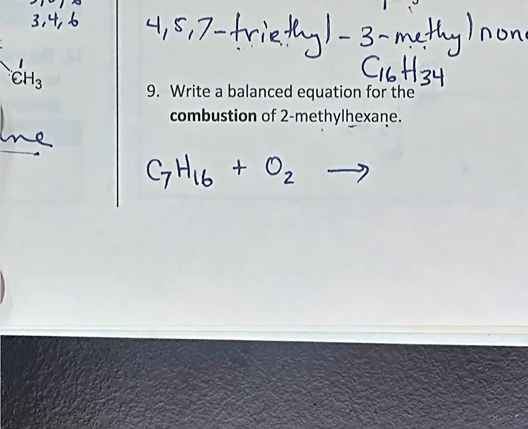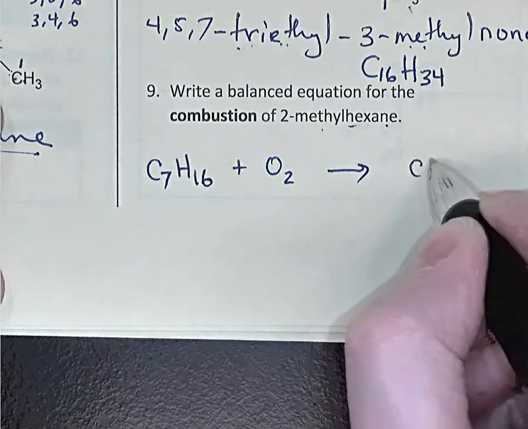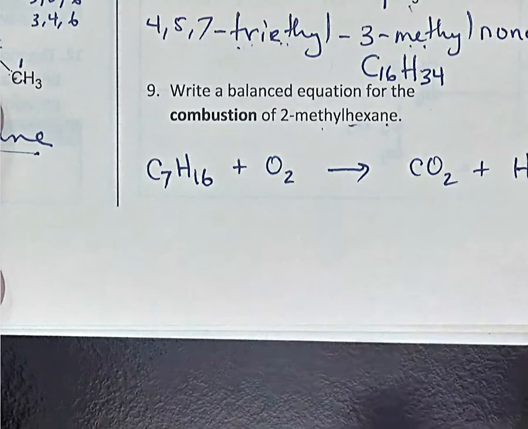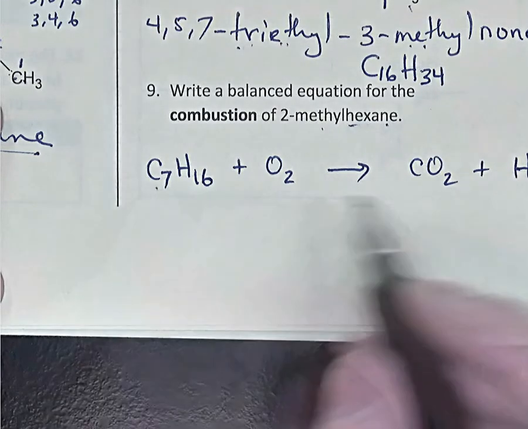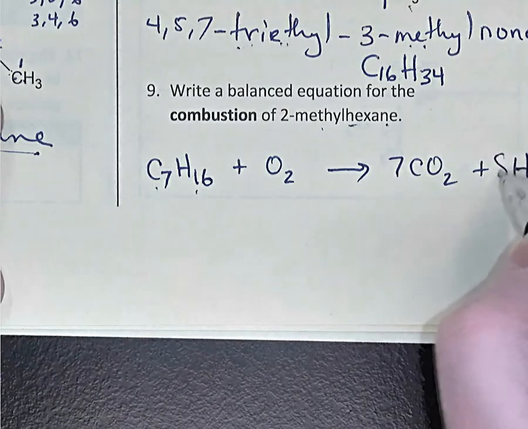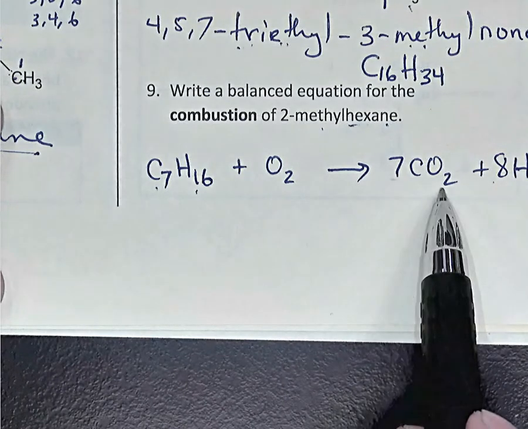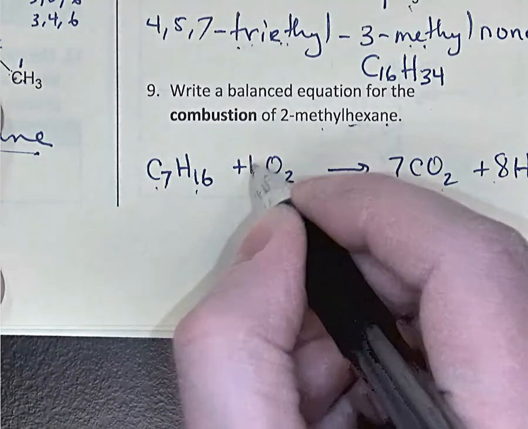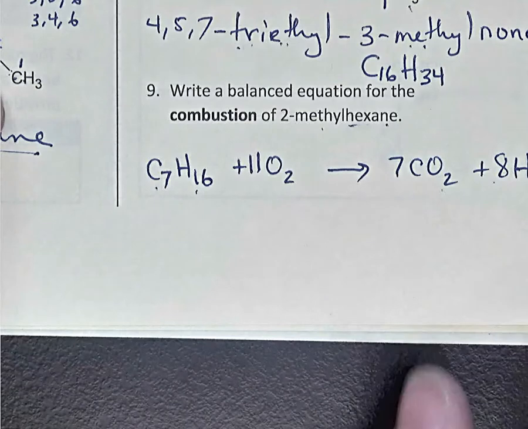And when you burn hydrocarbons, no matter what their chemical formula, you always get carbon dioxide and water, assuming it's a complete combustion reaction. To balance this, we have 7 carbons, so we'll put a 7. 16 hydrogens, so we'll put an 8 there. 8 times 2 is 16. 7 times 2 is 14, plus 8 is 22, so I'm going to put 11 in front of the O2. 11 times 2 is 22.